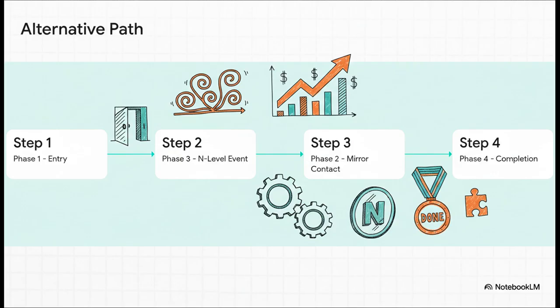But there's also a documented alternative path. This one also kicks off with phase 1, just like before. But here's the twist. In this sequence, it's possible for phase 3, that N-level event, to actually happen before phase 2. If that happens, then phase 2, the mirror contact, would follow. And just like the normal path, the cycle would still finish up with phase 4 at the trapezoid top.